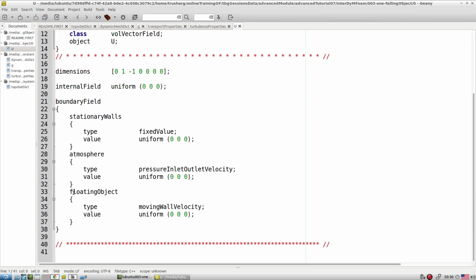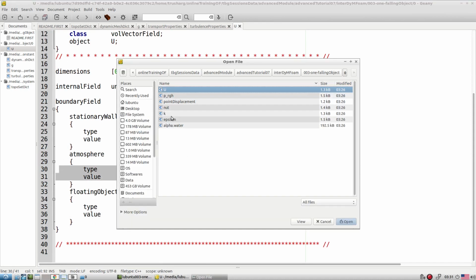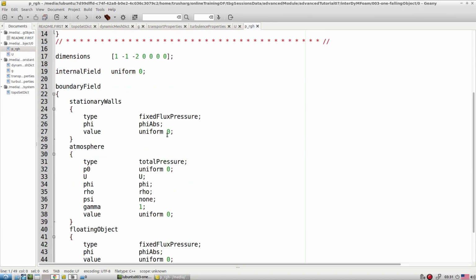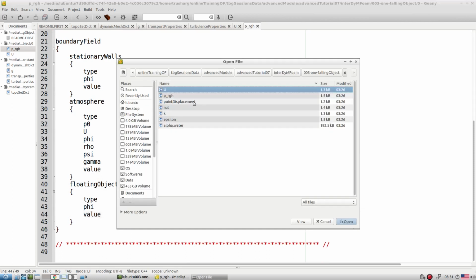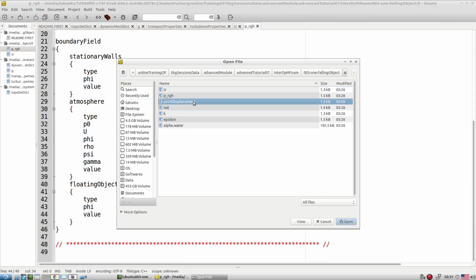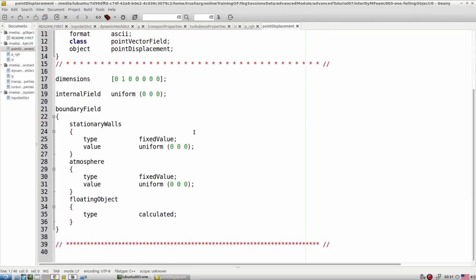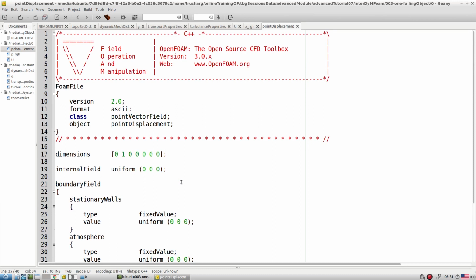Okay, so whatever is the floating object wall that is moving, in all other walls we are specifying the atmospheric condition. For pressure we say it is a total pressure type of condition at atmosphere, and on the floating object we say it is a fixed flux pressure. That is what we are going to specify on it. And for the floating object point displacement we say it is calculated, if needed it tries to calculate based on the requirement.